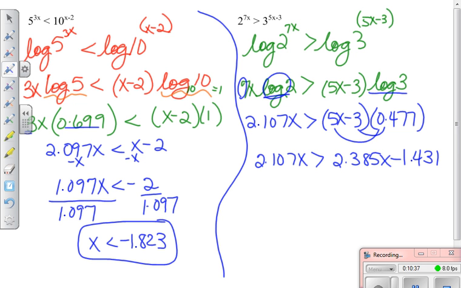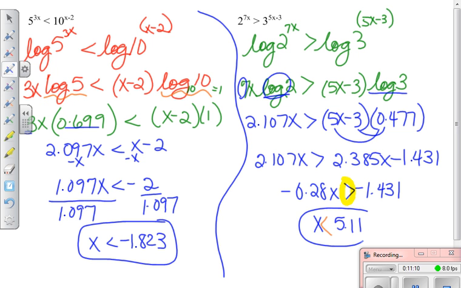Get your x's together, so I'm going to subtract 2.385x from both sides, and I have negative 0.28x is greater than negative 1.431. Divide both sides by negative 0.28, and x, when I divide by a negative, sign has to flip, is less than 5.11. And so that is your answer.